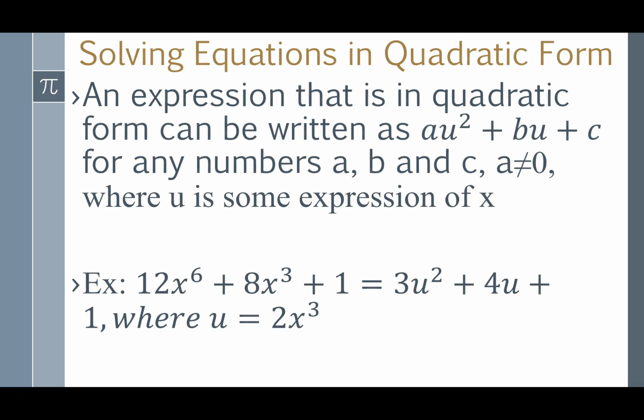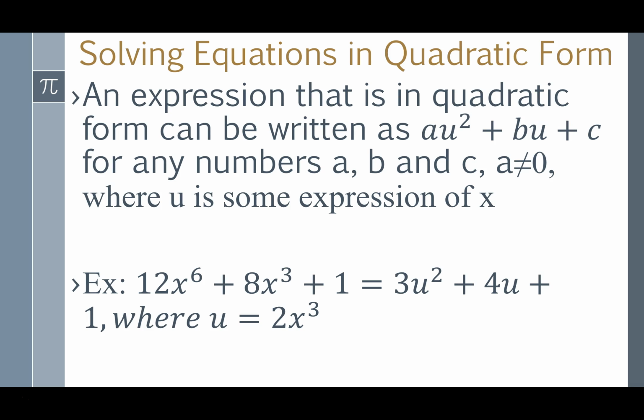Now, higher order equations, some of them are actually in what we call quadratic form. This is where we can rewrite the original expression as au squared plus bu plus c, where this u variable is some expression of x. For example, it's possible we take a look at 12x to the 6th plus 8x cubed plus 1, and we see that this is actually a quadratic form.